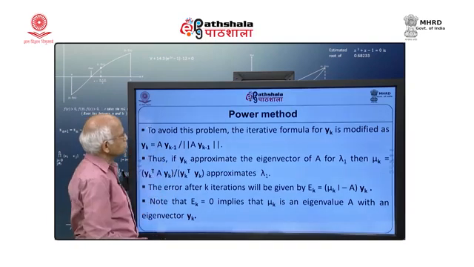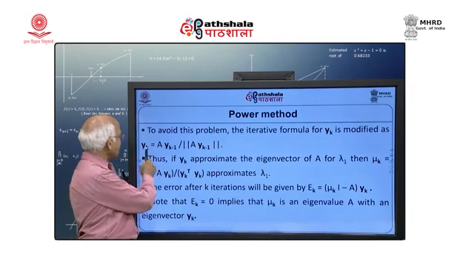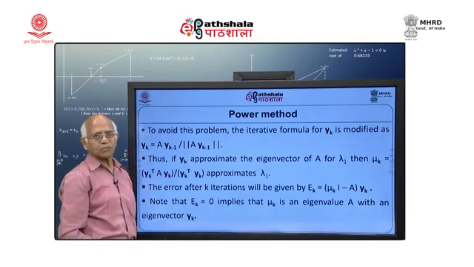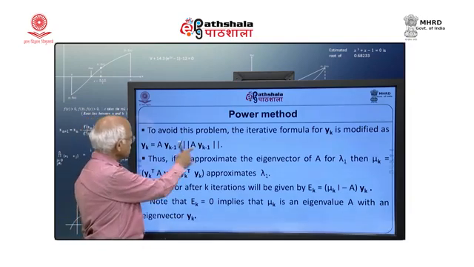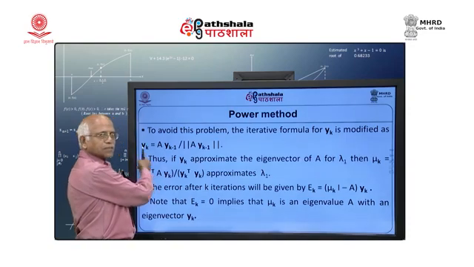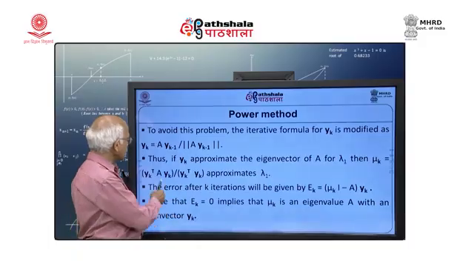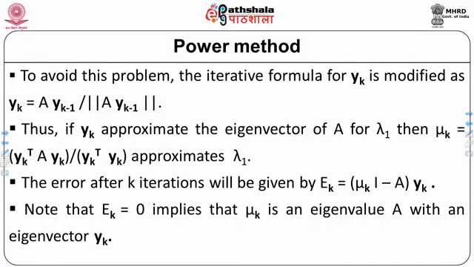To avoid this particular problem, the iterative formula for y k bar is modified as y k bar equal to A y k minus 1 bar divided by the norm of A y k minus 1 bar. Now, this also will make your y k bar a unit vector. So, therefore, you always get a unit vector as an eigenvector of lambda 1. Thus, if y k bar approximates the eigenvector of A for lambda 1, then mu k, which is equal to y k transpose A y k bar divided by y k transpose y k bar, approximates lambda 1.